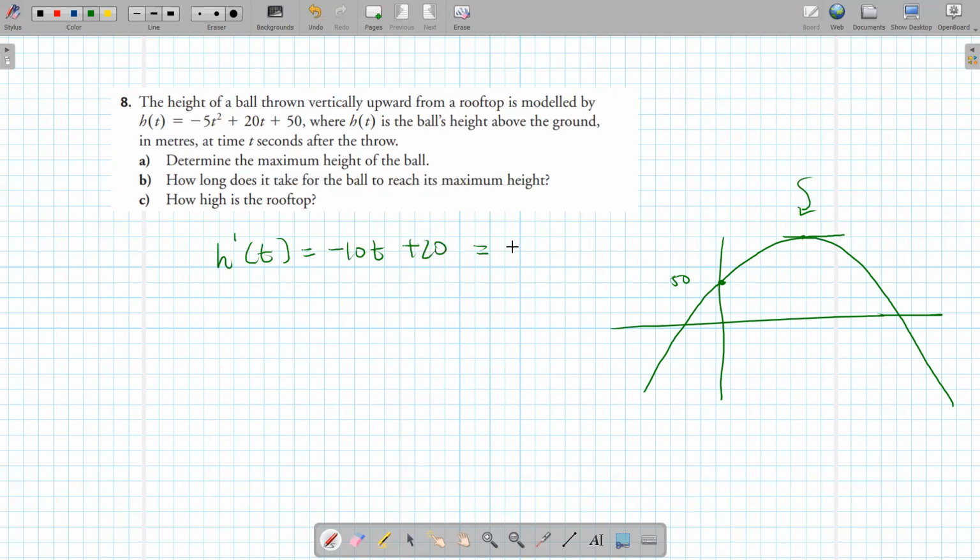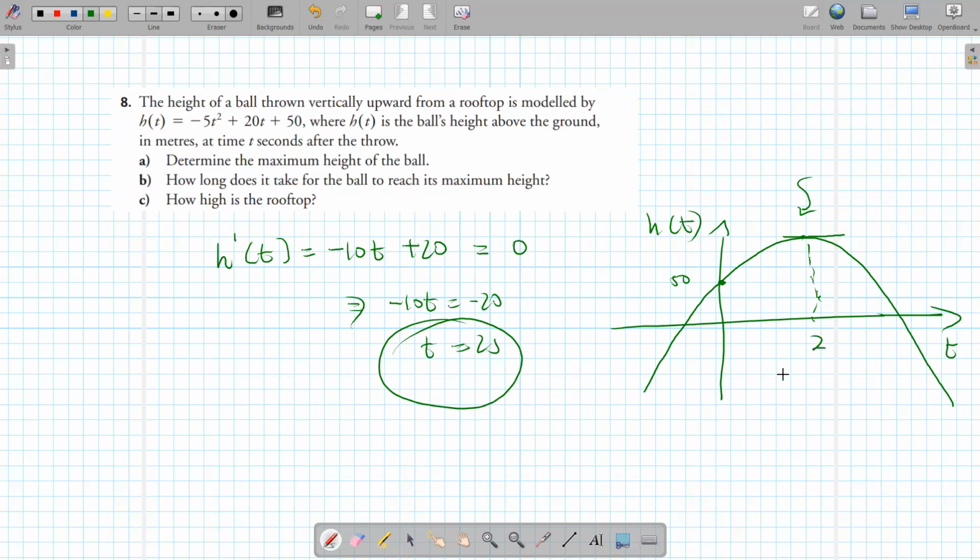Now what's the slope? The slope is 0, right? And this will give us the time, because the x-axis, always time. Y-axis for this one is height. So -10t equals -20. T will be 2 seconds. So we know the maximum height happens at 2 seconds. How do we go about finding the y value of this? What the maximum height actually is?